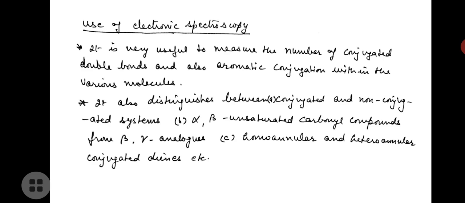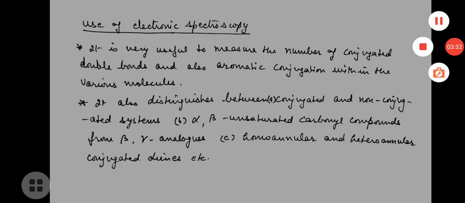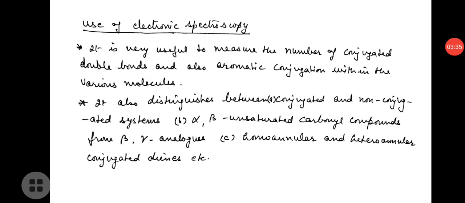Now next comes the use of electronic spectroscopy, or we can say the applications of ultraviolet spectroscopy basically. There are many applications of UV spectroscopy. It is very useful in the detection of functional groups and the aromatic conjugation within the various molecules. It is also useful to measure the number of conjugated double bonds.